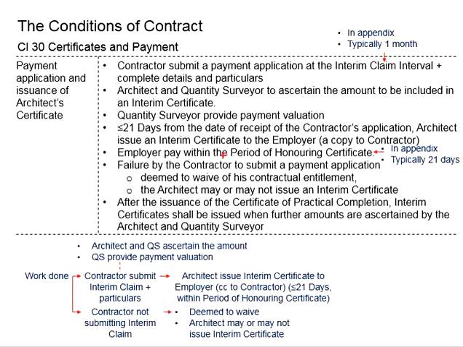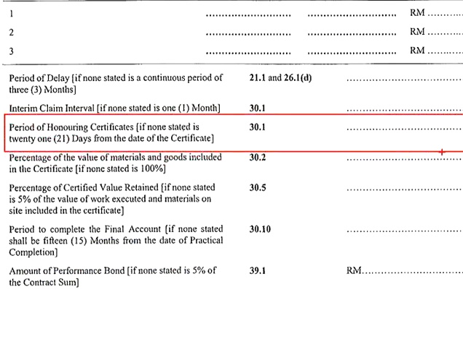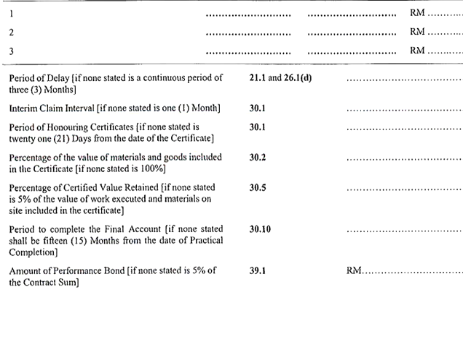And then, within the period of honoring certificate, the employer will need to pay the contractor. This period of honoring certificate is also specified in the appendix, as indicated here. The period of honoring certificate is typically 21 days from the date of the certificate issued by the architect.